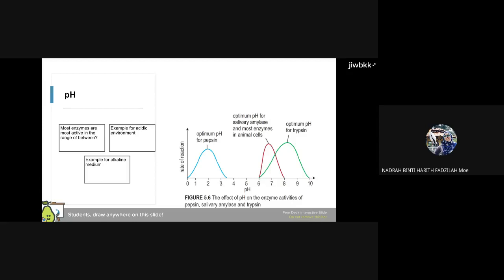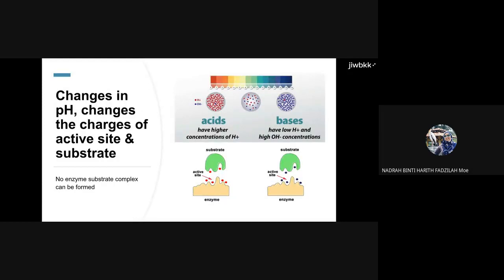Kenapa pH ni penting juga untuk sesetengah enzim? Sebab perubahan pH akan mengubah the charges of the active site. As we know, acidic condition tu, acidic sebab apa? Sebab ada ion H+. Alkaline condition atau basic condition adalah disebabkan oleh the presence of OH minus. So nampak ada charge positif, ada charge negatif.